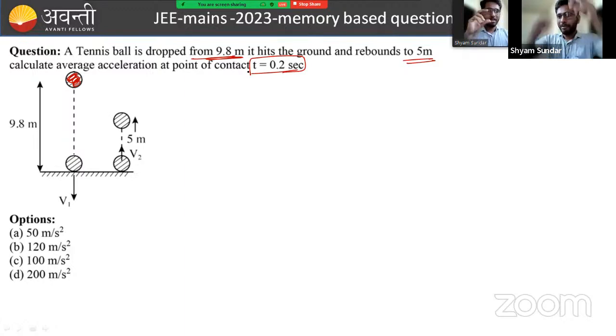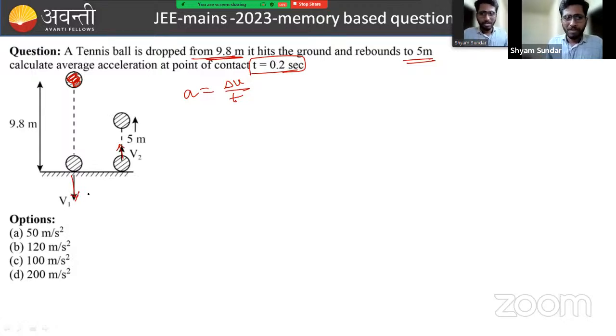The time is given for when it comes, hits and jumps. At that time its velocity will change. This change in velocity with respect to this time, we have to calculate the acceleration. Simple, acceleration is nothing but change in velocity with respect to time, right? First velocity will be in the downward direction, next velocity in the upward direction.